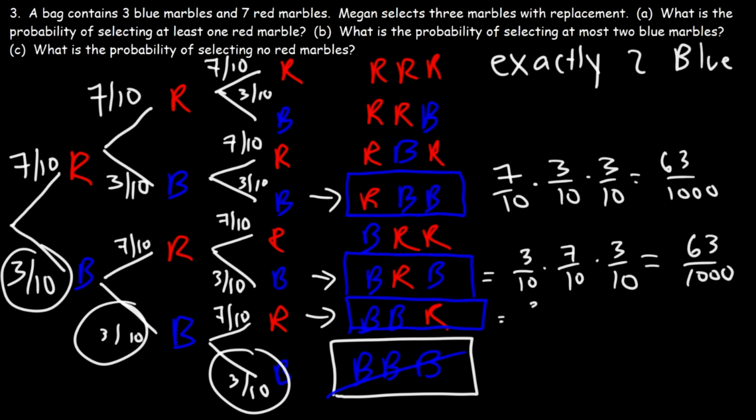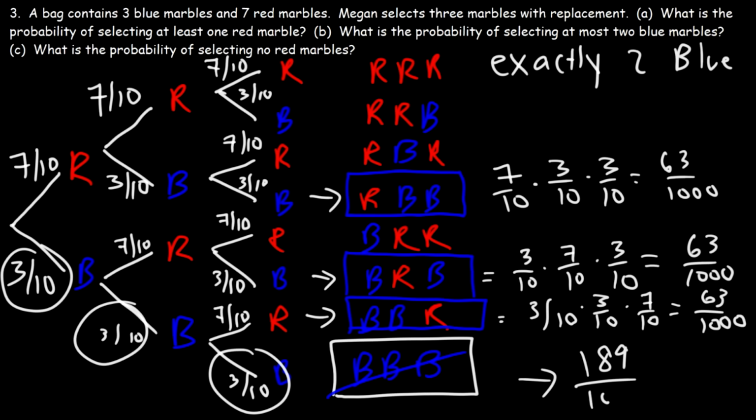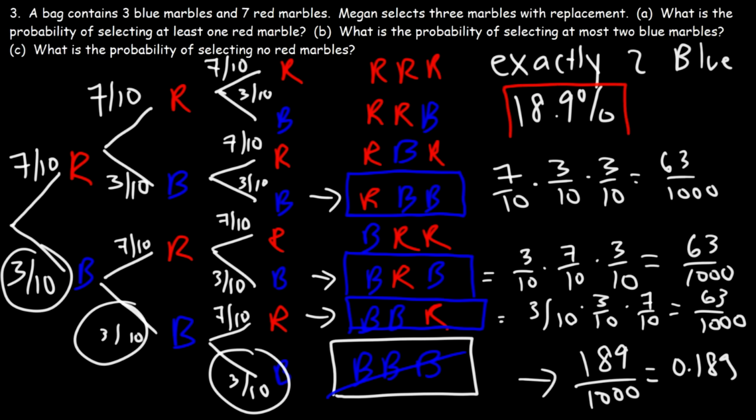And the same is true for this one too. To get the first blue is 3 out of 10, the second blue is 3 out of 10, and the red is 7 out of 10. So we're going to add up 63 3 times, or 63 times 3, that's 189. So it's 189 over 1,000, which is 0.189. So there is an 18.9% chance of getting exactly 2 blue marbles.